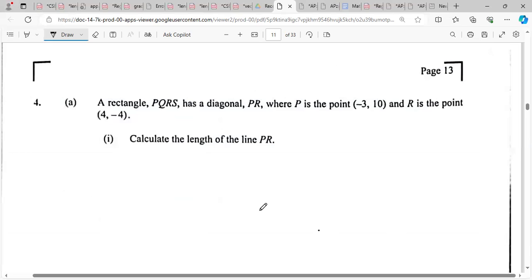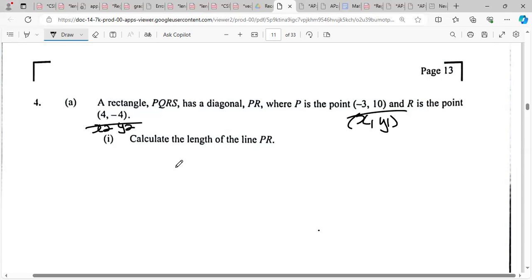a rectangle PQRS has a diagonal PR, where P is the point (-3, 10) and R is the point (4, -4). Calculate the length of the line. So the length of a line given 2 points: I'm going to name this one x1, y1, and this one x2, y2.